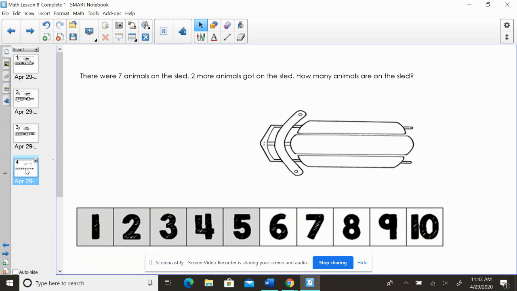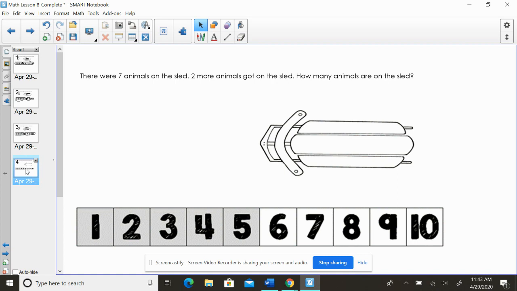There were 7 animals on the sled. 2 more animals got on the sled. How many animals are on the sled? Go ahead and pause the video here, and I want you to choose one strategy that works best for you.